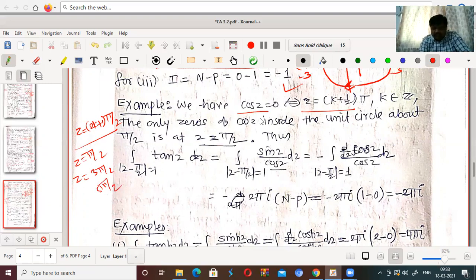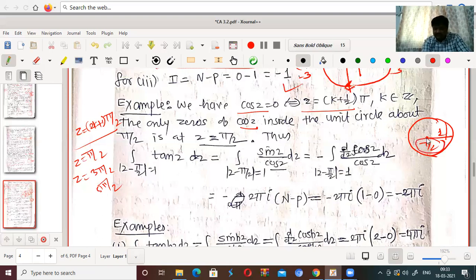The only zero of cos z inside the unit circle about pi by 2 is at z equal to pi by 2. If we take a circle having center at pi by 2 and radius of only 1 unit, the only zero of cos z inside this circle is at pi by 2, which lies at its center.